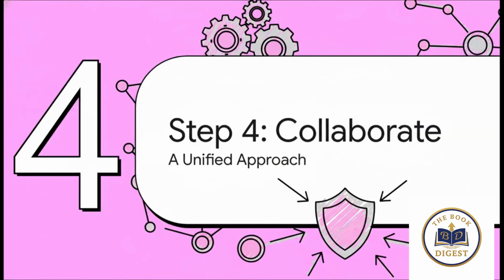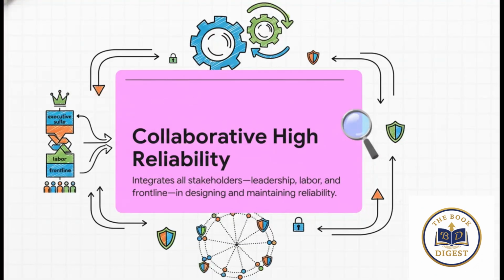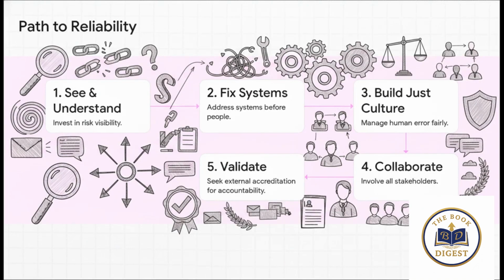And all of this culminates in the fourth and final step, an integrated framework that brings all these pieces, seeing risk, fixing systems, and building a just culture, together into one cohesive strategy. This is called collaborative high reliability. And that word collaborative is key. True reliability can't be dictated from the top down. It has to be built with the genuine participation of everyone, from the executive suite right down to the front line.